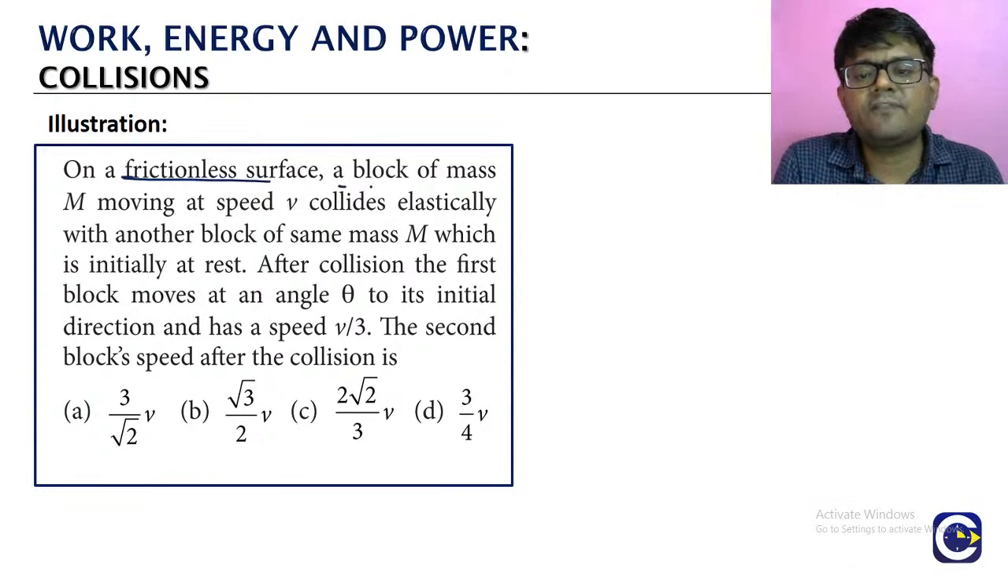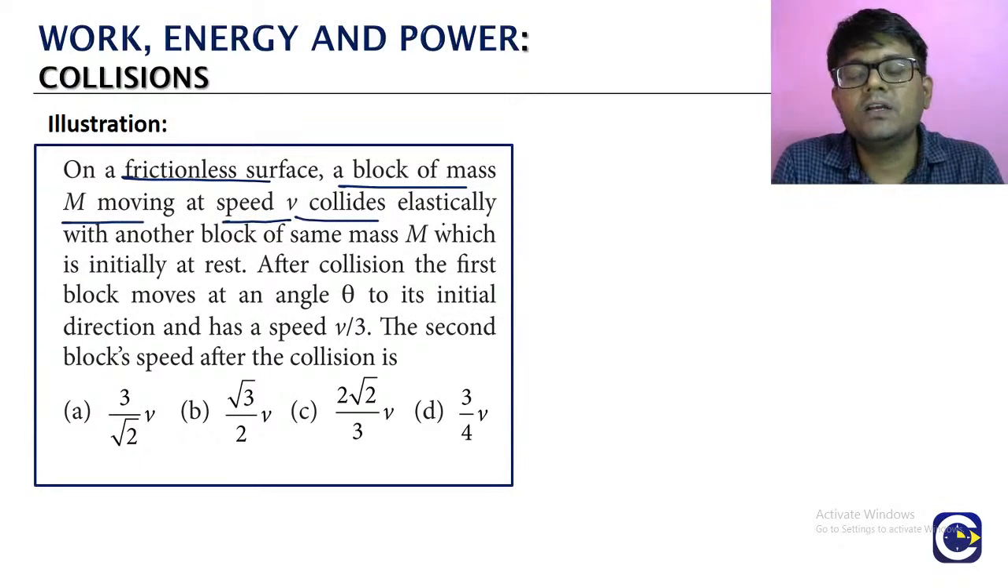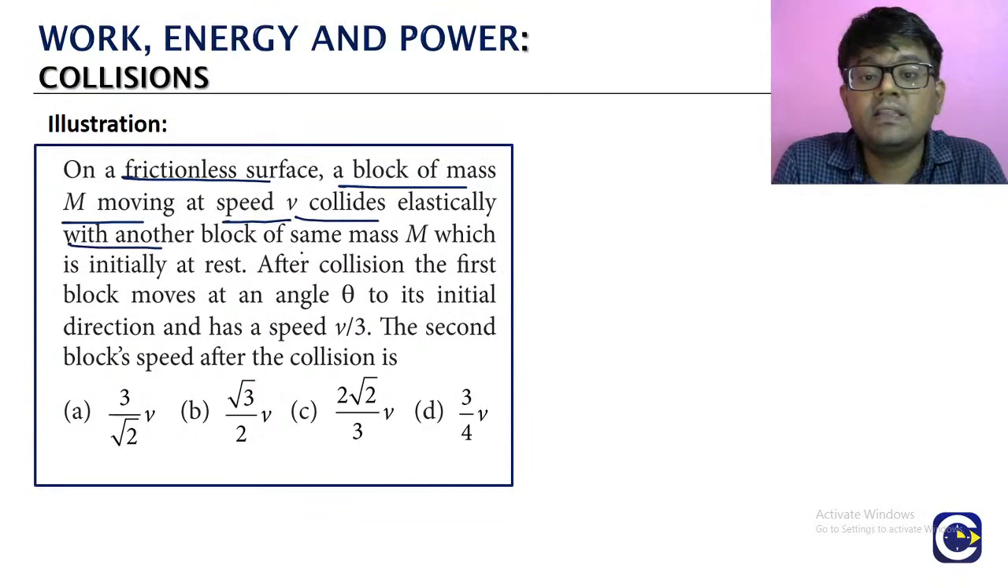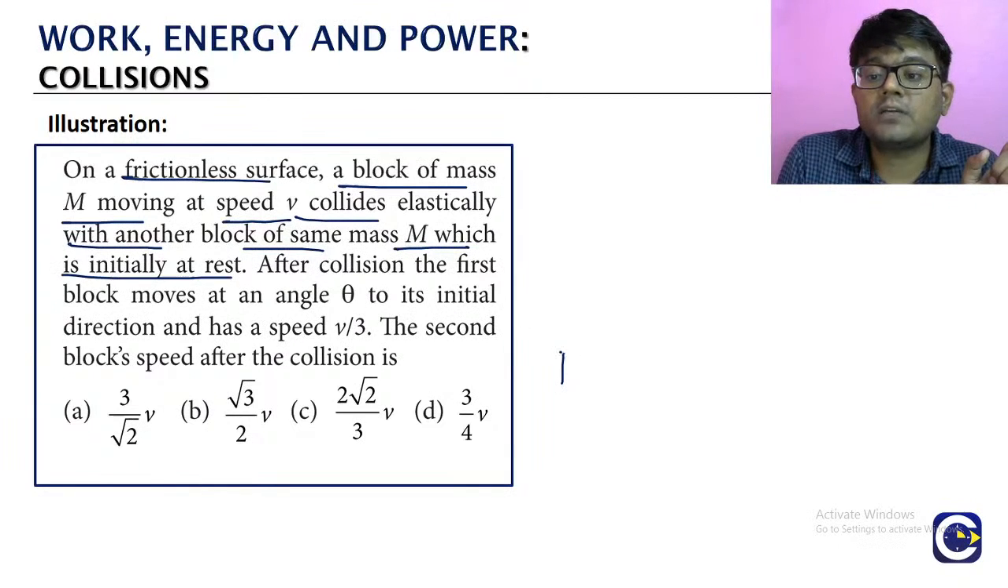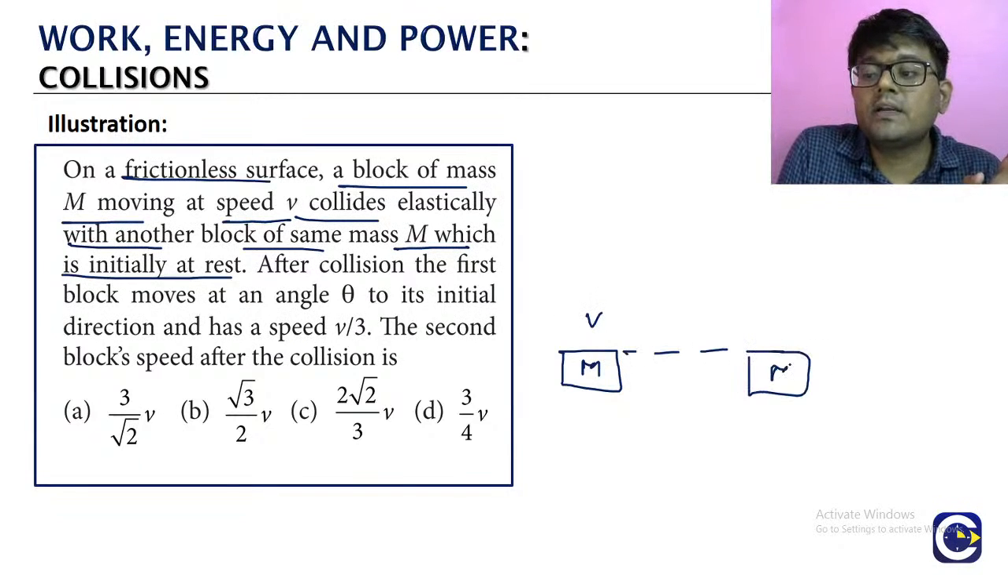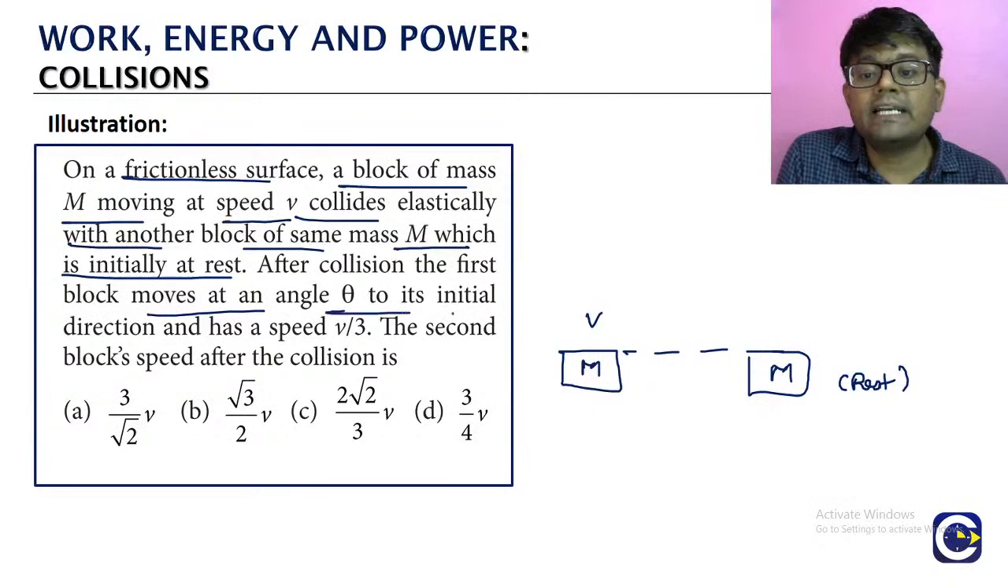On a frictionless surface, a block of mass m moving with a speed v collides elastically with another block of mass m which is initially at rest. Means this block m moving with a velocity v is colliding with another one which is initially at rest. After collision, the first block moves at an angle theta to its initial direction.